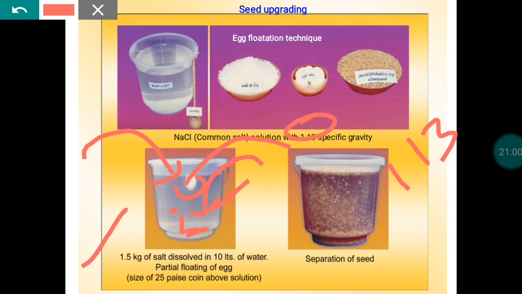So after that, you take out the egg, add some more salt and dissolve it completely. Then again place the egg and check its position. If the egg remains at the bottom, you have to add some more salt and dissolve it.